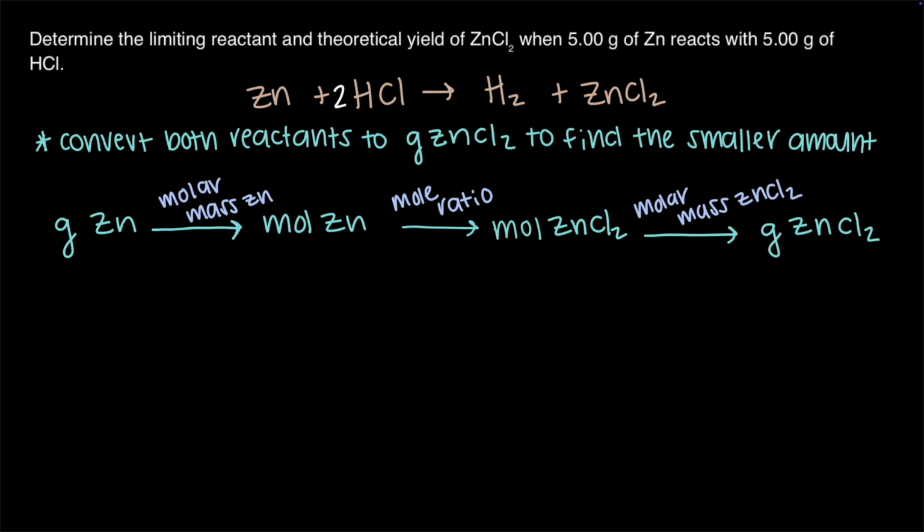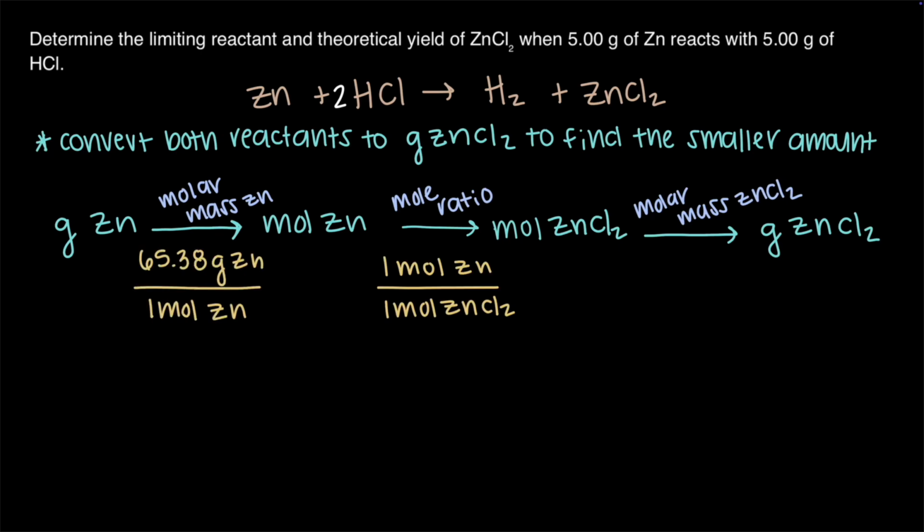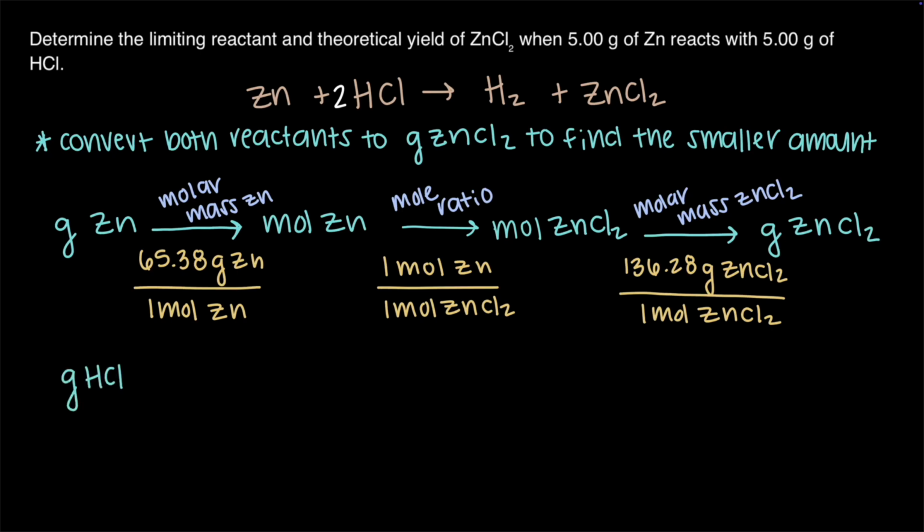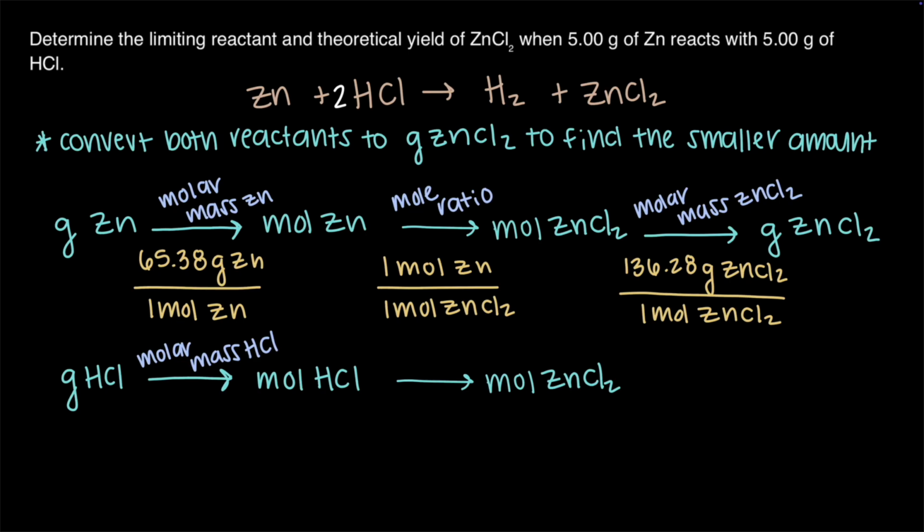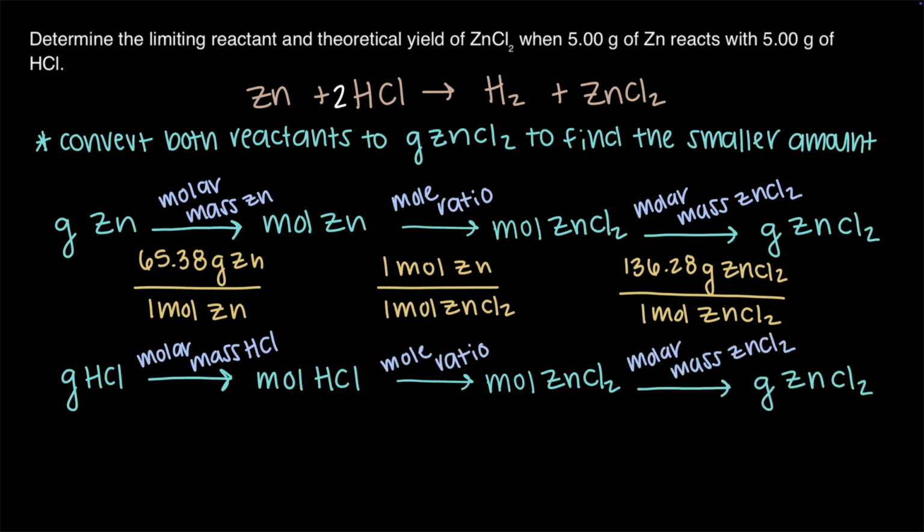The conversion factors will be 65.38 grams of zinc for every 1 mole of zinc, 1 mole of zinc for every 1 mole of zinc chloride, and 136.28 grams of zinc chloride for every 1 mole of zinc chloride. For the unit map to convert 5 grams of HCl to grams of ZnCl2, we will first convert to moles of HCl using the molar mass of HCl, then moles of ZnCl2 using the mole ratio, then grams of ZnCl2 using the molar mass of ZnCl2.